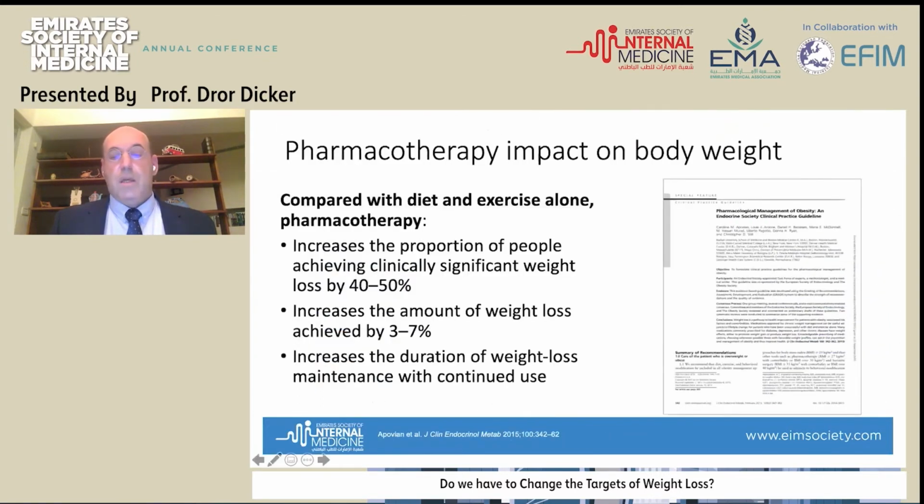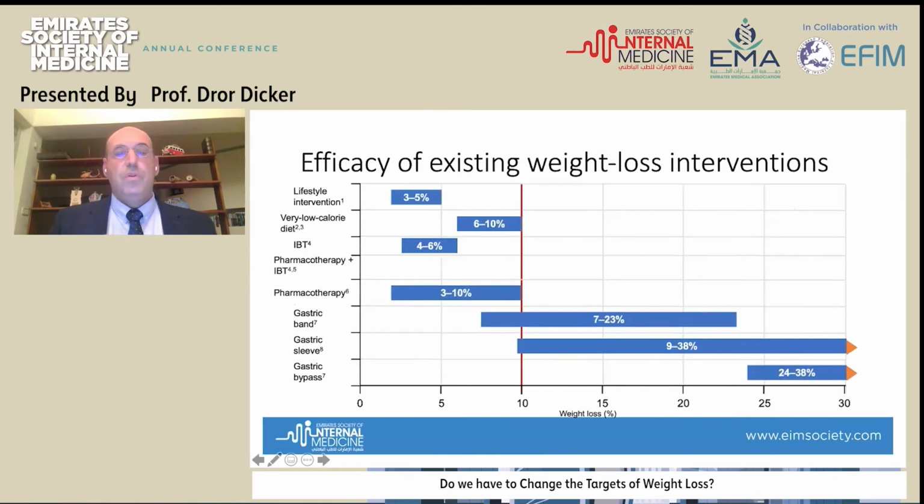Now, in the guidelines published in 2015 by the AACE, they aimed in a very conservative way for the effect of pharmacotherapy beyond the lifestyle. They aimed for 3 to 7% added effect on lifestyle. So if we look at all the modalities we have in order to lose weight, lifestyle again is between 3 to 10%, and pharmacotherapy is again 3 to 10%, compared to bariatric surgery that can reach nearly 40%.